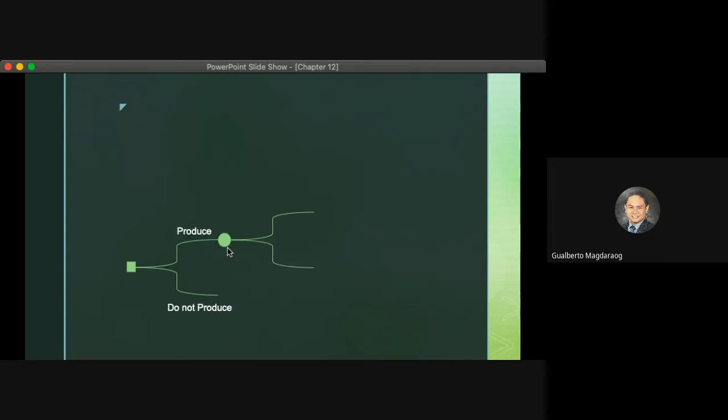Without the perfect information, without the survey, ano daw ang gagawin nila? So we have two options, whether we will produce or we will not produce the gelatin ice cream. So yung options mo na yon should be written besides or after the square. Kasi decision yun. You have to choose. Hindi mo siya ilalagay after a circle because it is not a state of nature. It is a choice or a decision to make. Kaya sa square siya, after the square.